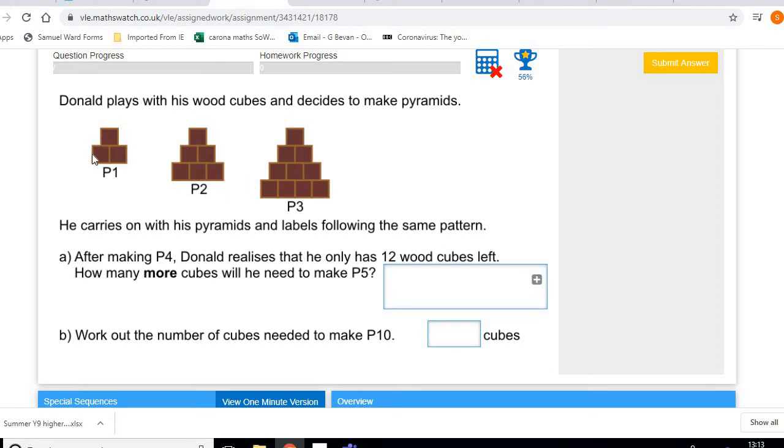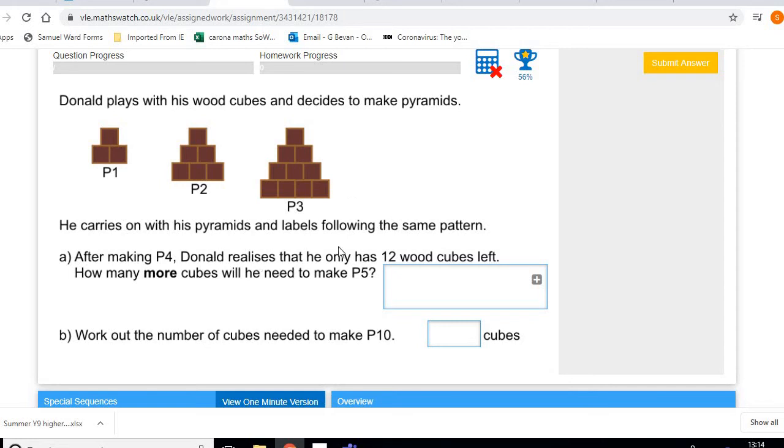So this one has 2 on the bottom, this one has 3 on the bottom, this one has 4 on the bottom. So the next one's going to have another row of 5, so it's going to go up by 5. And the one after that's going to have another row of 6. Unfortunately, I can't draw it on here, but you're going to be adding a new row on the base every time. Okay, so after he's made 4, which if we think about the next one with having 4, this one has 10, and P4 is going to have 5 more than 10, so P4 is going to have 15.